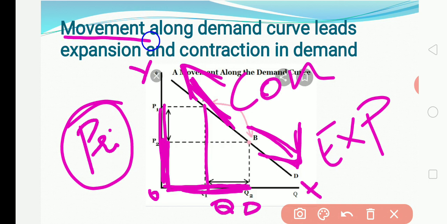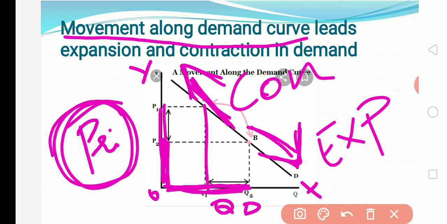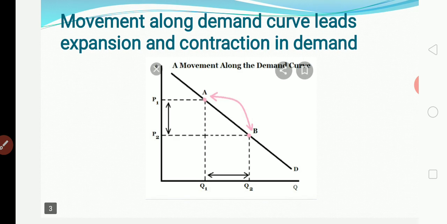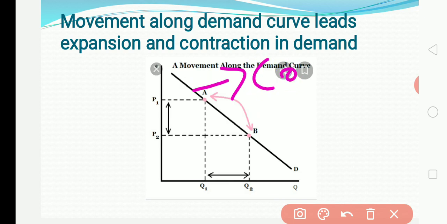So why is the movement taking place in the demand curve? Because of price. So when the price changes, when the price is changing, either increasing or decreasing, here the movement of the demand curve takes place. So that is called movement along the demand curve, leads to expansion. This point is contraction and this point is expansion.